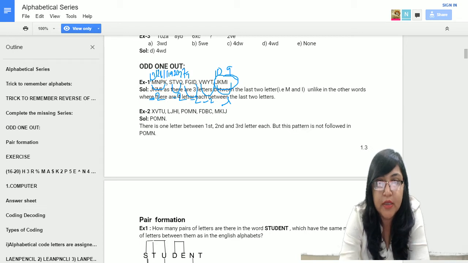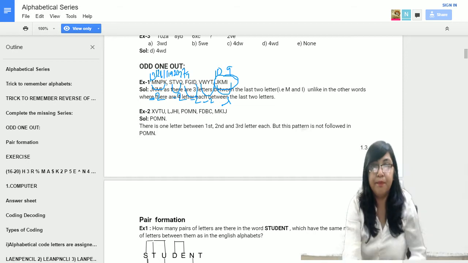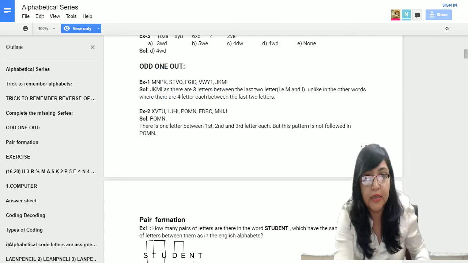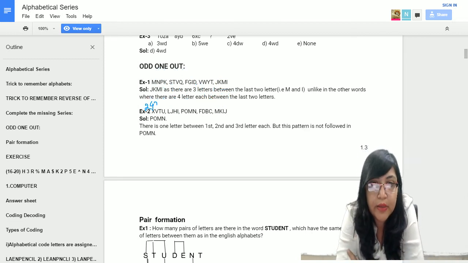What we have over here is XVTQ, LJHI, POMN, FDBC. Next MKIJ. Okay, clear? So here we'll see what would be our answer. Here, first, second and third letters each: we have 26, 24, 22, 20. So you see this might be a pattern. Next we have 21. Okay, let's see 12, 10 and 8. Yes, this is matching.